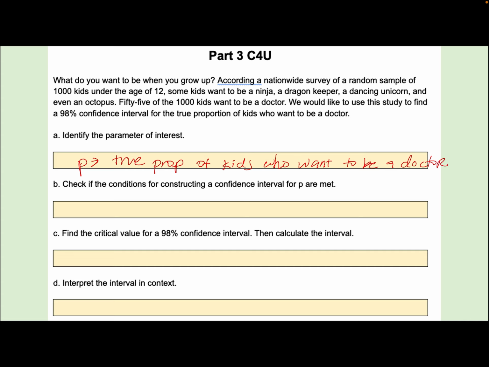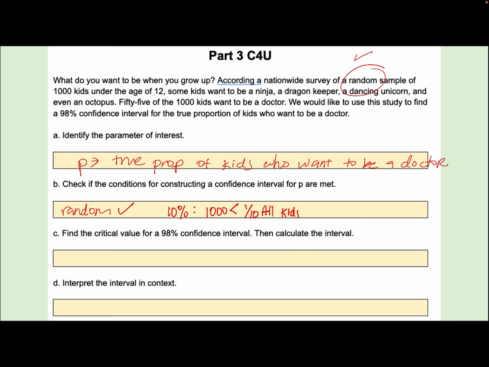Checking our conditions, if we can even make a confidence interval. So there are 3 conditions to check. Random, let's see. Yep, we got it. Okay, 10%. We have a sample of 1,000. That is less than 1/10 of all kids.